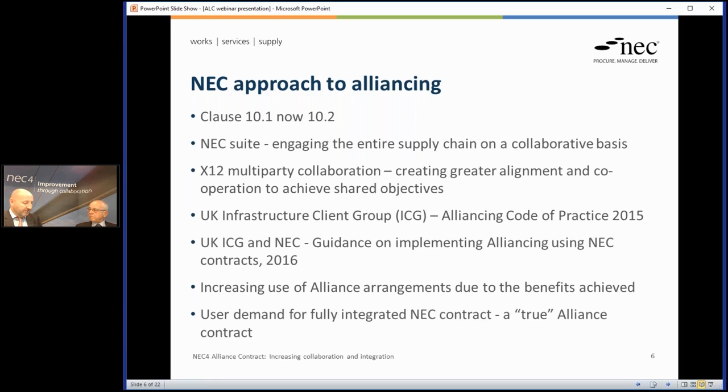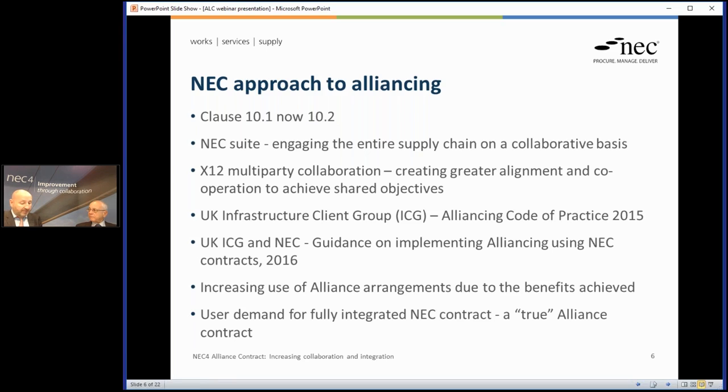So in some ways, you possibly have almost like 3 or 4 tiers of alliancing. You have the 10.2 requirement in every contract to collaborate, creating a level of collaboration. We then have X12, which can overlay that and create another level of collaboration with shared objectives, shared targets. We then have X12 with some further guidance around implementing aligned contracts using NEC, with some, I say, additional Z clauses suggested and ways of creating the right partnering information.